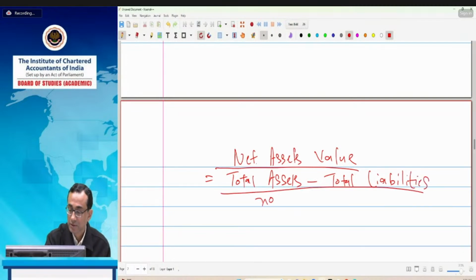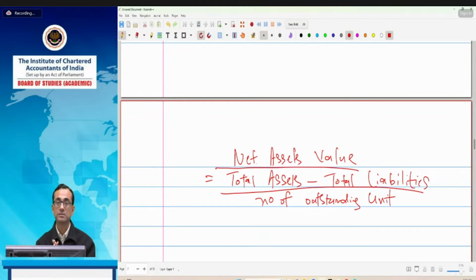upon the number of outstanding units. So if you remember during my first example, the mutual fund has collected money from the various investors and invested into various schemes. And for that, there is a cost for the investor. So NAV is basically a cost. If I want to invest in a particular mutual fund, I have to invest at a particular NAV. So I have to pay that price. But the existing investors can sell the units at that price.